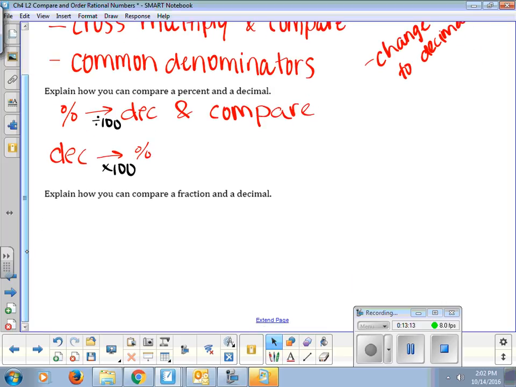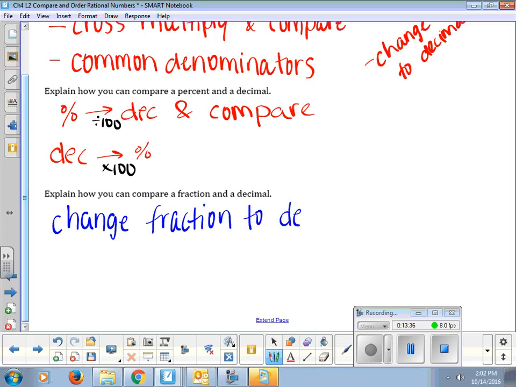And for the last part, explain how you can compare a fraction and a decimal. Oh, we did this. So if we're comparing a fraction and a decimal, what could we do to the fraction? Turn it into a decimal. Yeah, you could change your fraction to a decimal. Or we could do what with our decimal? Change it into a fraction. Or change our decimal to a fraction.